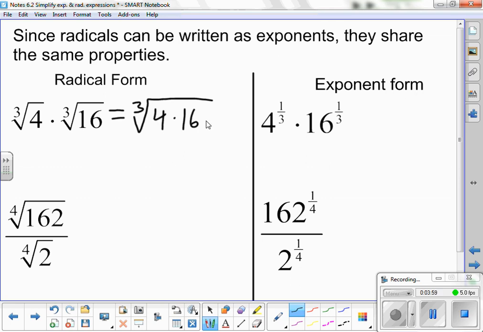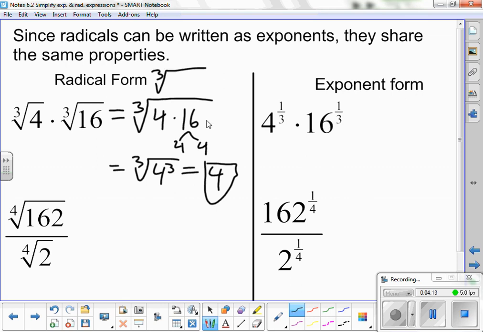That's 4. 16 I'm noticing is a 4 times a 4. And I got 3 4s there. So this is cube root of 4 cubed equals 4. Another way you could have viewed this is cube root of 4 times 16 is 64. And if you know that 64 is 4 cubed, then you can do cube root of 4 cubed and then get 4 still.